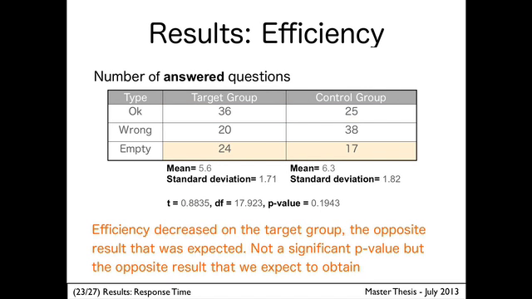The efficiency of the application was operationalized as the number of total answered questions. The target group obtained an average efficiency score of 5.6 over 8. The control group obtained an average efficiency score of 6.3 over 8.